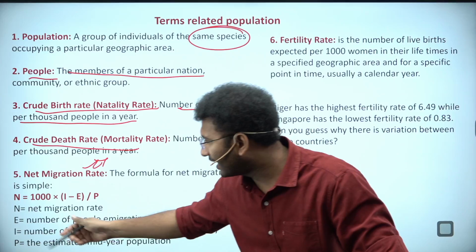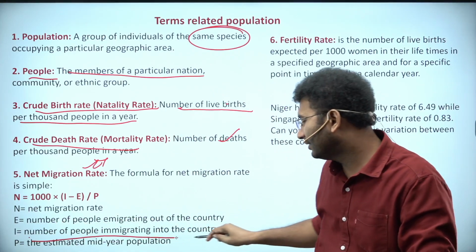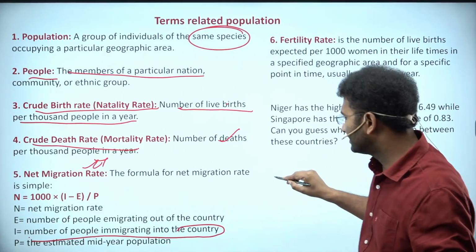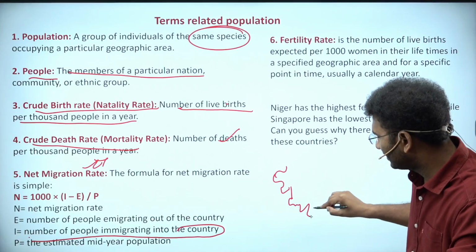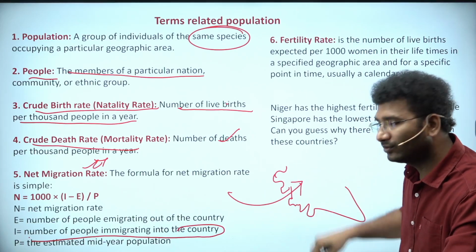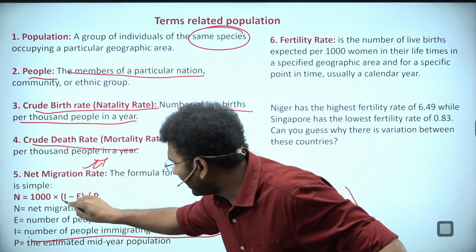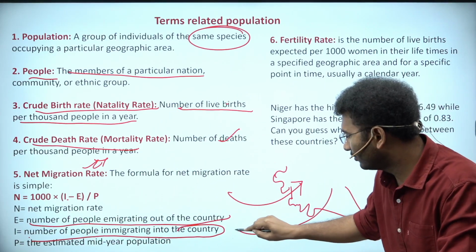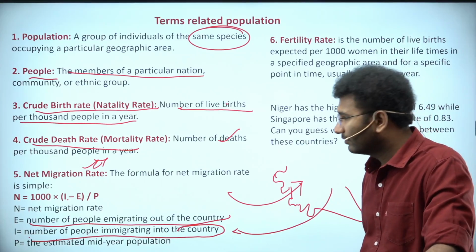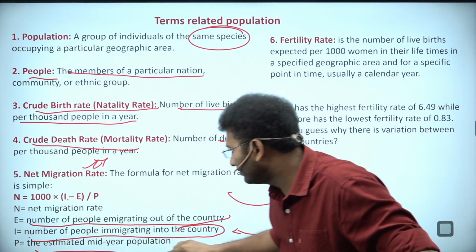It is simple. I means number of people immigrating into the country. That means, let's say this is your India, and in this India, number of people coming to the country, plus I minus E, that is number of people emigrating out of the country, and how many people are moving out of the country, divided by the estimated mid-year population.